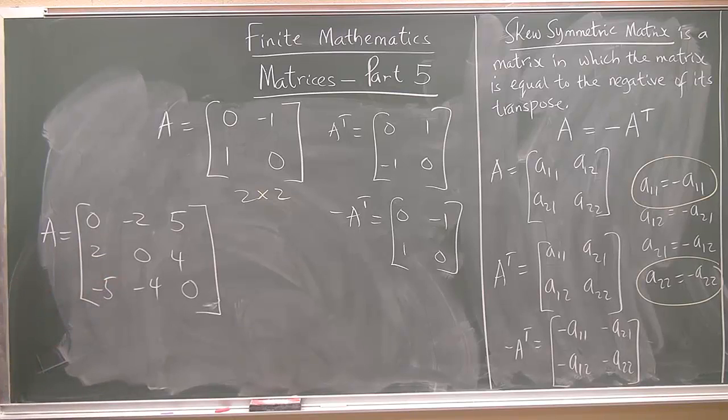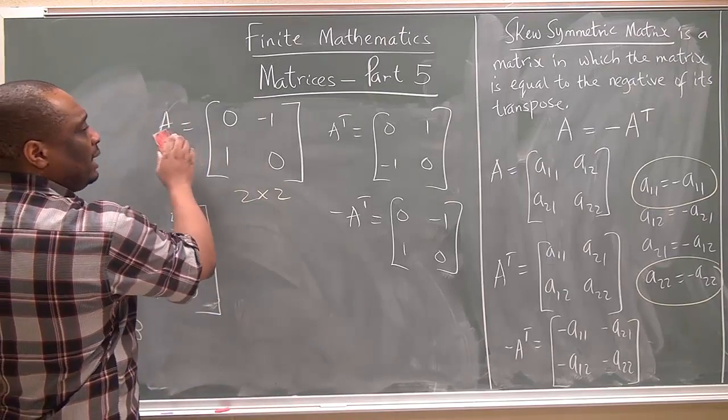This is a skew symmetric matrix. 3 by 3 skew symmetric matrix. That is how you write it. And we can test it. Let's see whether we are right.